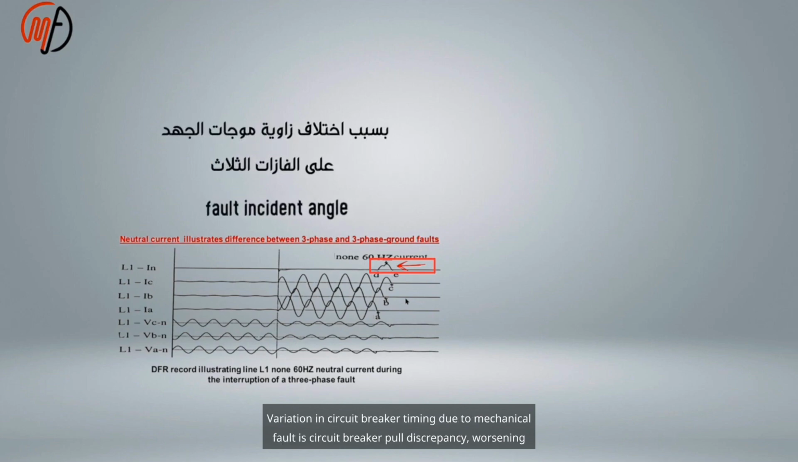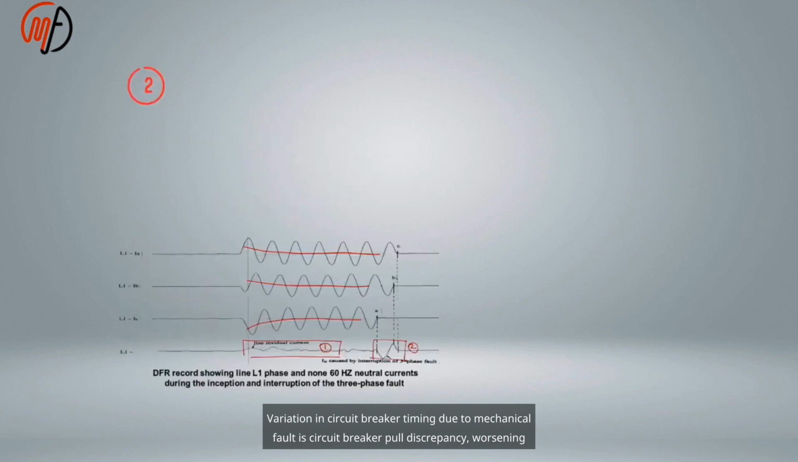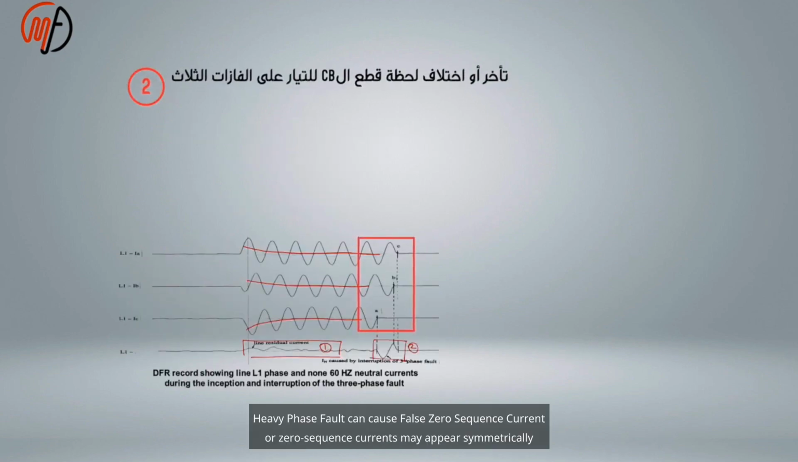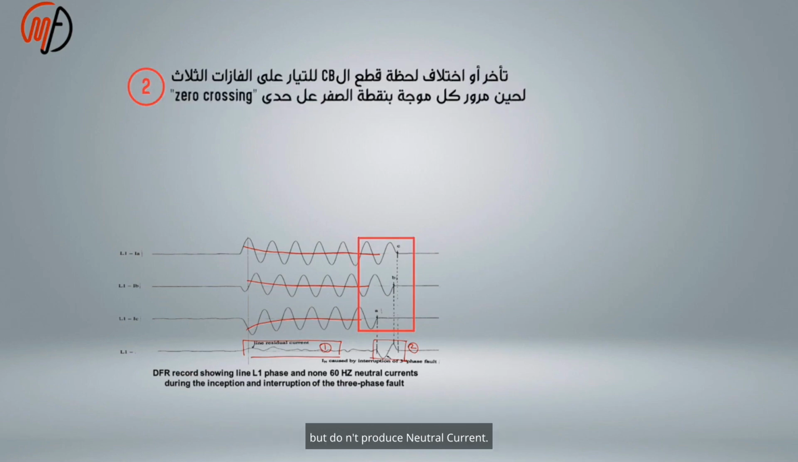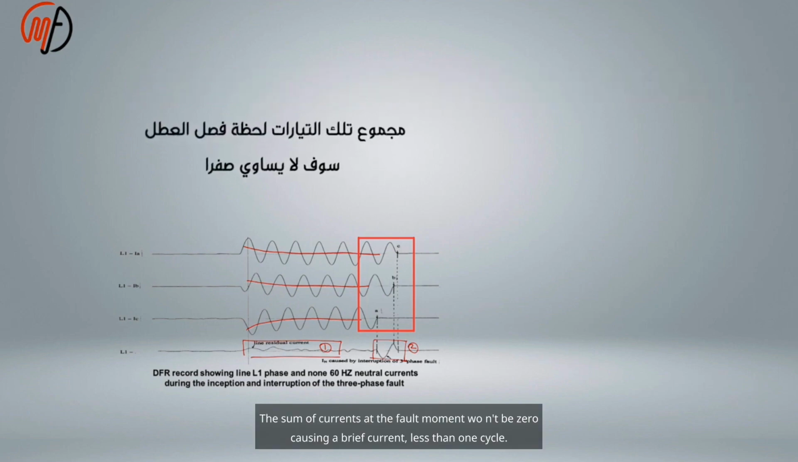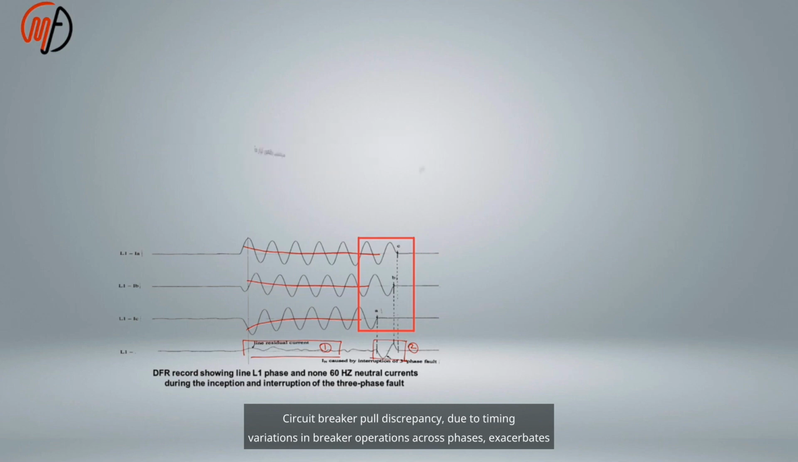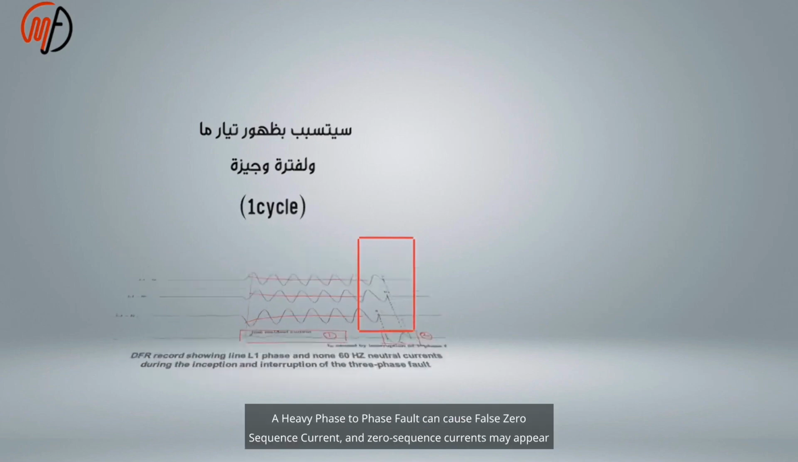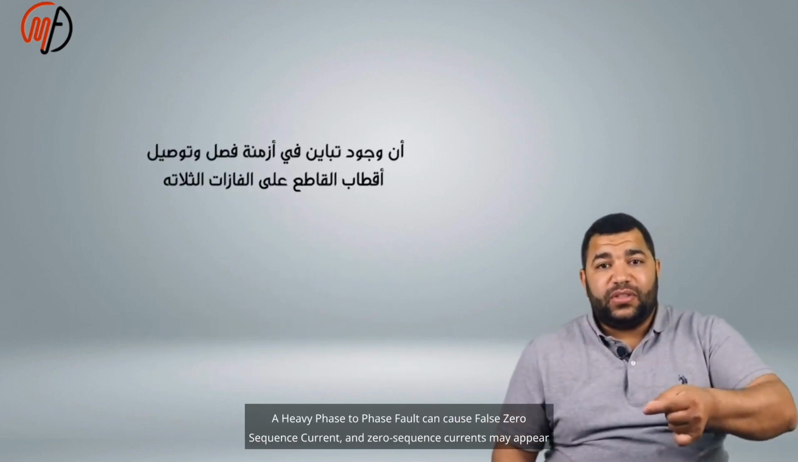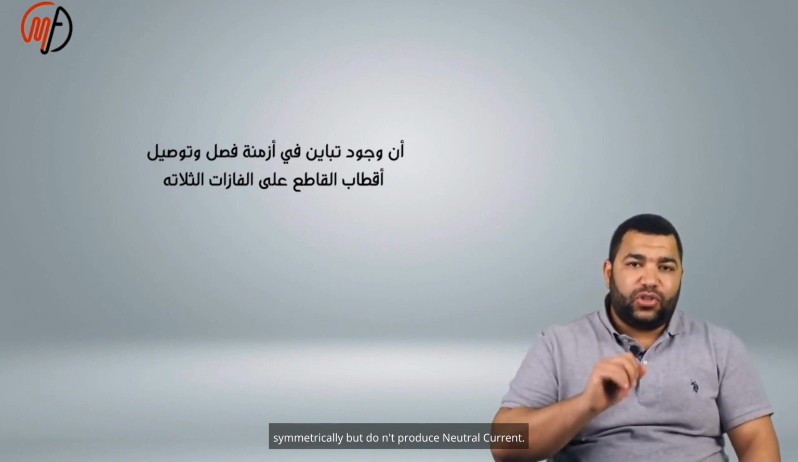Variation in circuit breaker timing due to mechanical fault is circuit breaker pole discrepancy, worsening zero-sequence current. A heavy phase fault can cause false zero-sequence current, or zero-sequence currents may appear symmetrically but don't produce neutral current. The sum of currents at the fault moment won't be 0, causing a brief current less than 1 cycle. Circuit breaker pole discrepancy due to timing variations in breaker operations across phases exacerbates zero-sequence current. A heavy phase-to-phase fault can cause false zero-sequence current, and zero-sequence currents may appear symmetrically but don't produce neutral current.